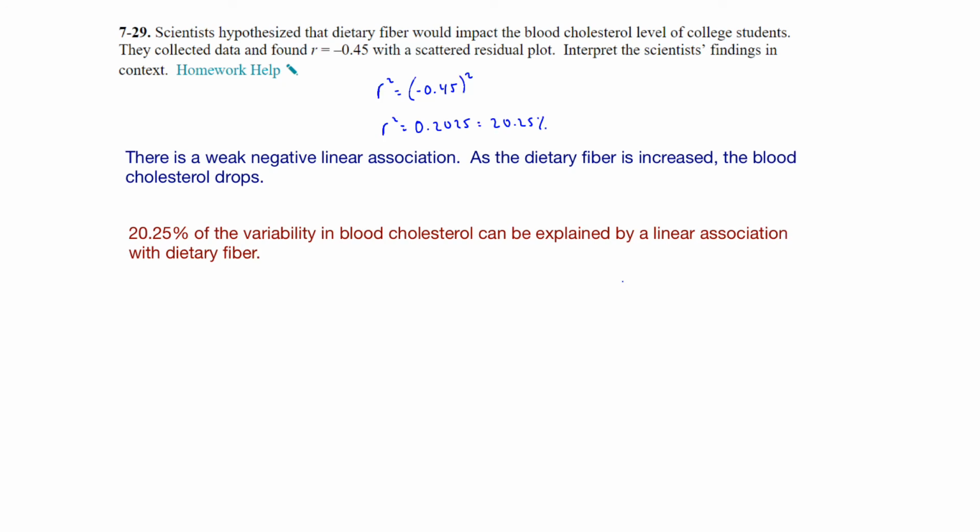So those would really be the things that we would want to include to make sure that we are interpreting the scientists' findings in context, not just talking about the R, because once we have the R, which is the correlation coefficient, we can square it and talk about that variability and what other factors could be involved as well.